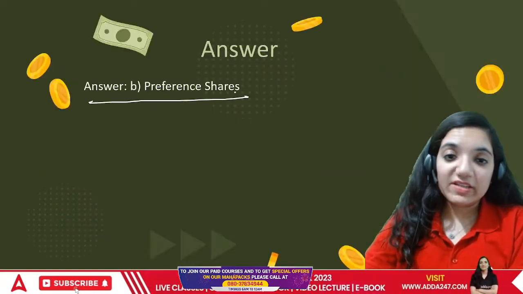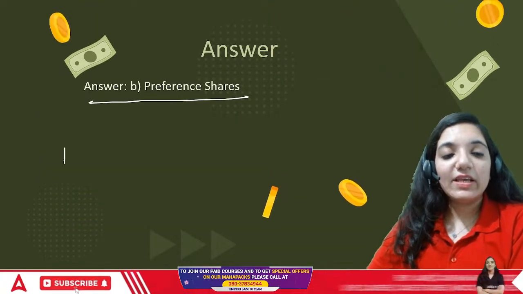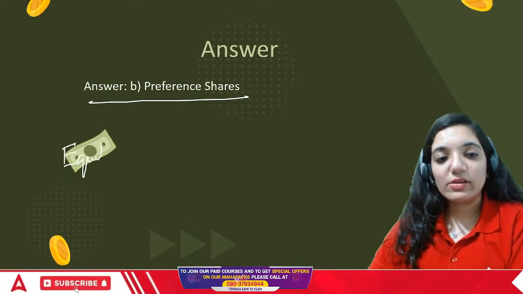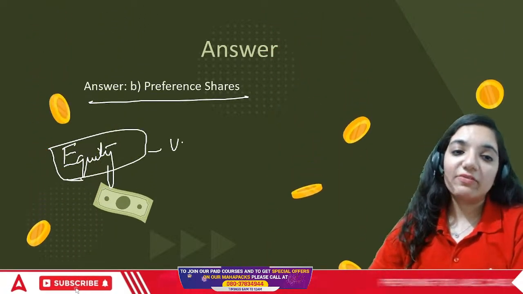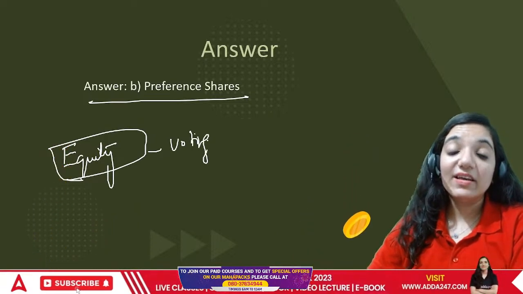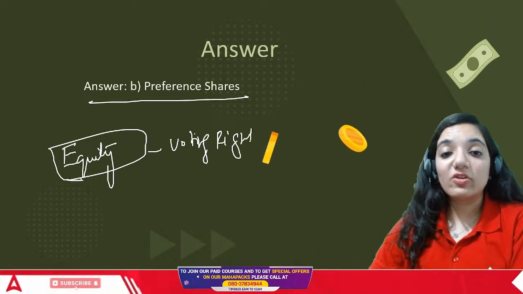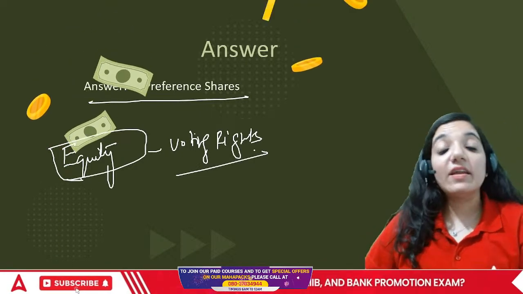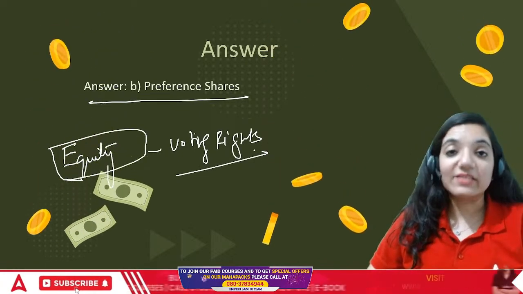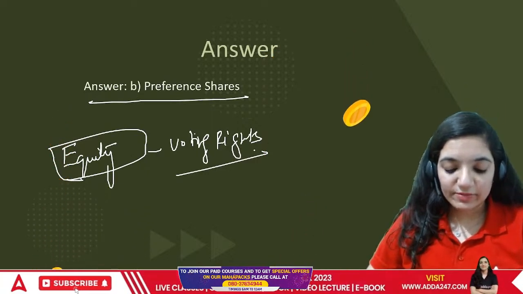But always remember, even though equity are the scavengers of the organization, they get the leftover. Equity shareholders have the voting rights, because ultimately these people are the owners of the organization. They have invested for a longer period of time in the organization. Their investment is way more than anybody else in the organization, right?